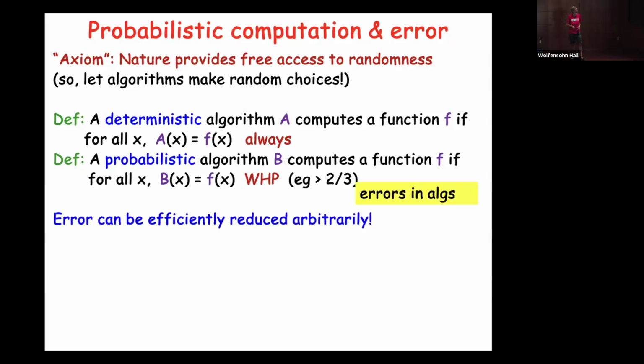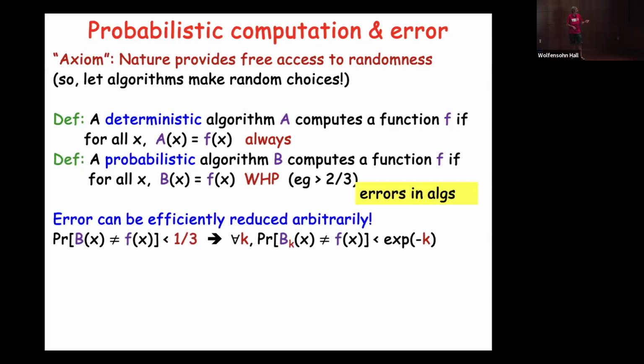What do we do if the error is not small enough? This is not a problem, so we can choose whatever number we want there, bigger than a half. If the error is less than a third, and we run the algorithm, let's say, k times and take a majority vote, and decide according to that, then the error drops exponentially. So we can reduce error arbitrarily in probabilistic algorithms. We don't worry about that.